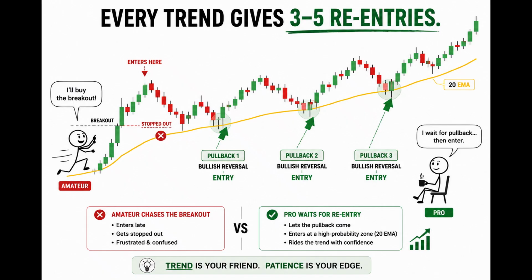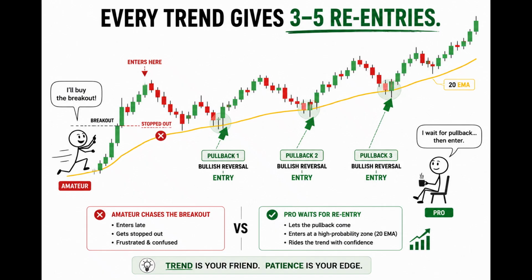Now, this is the part that changes your trading forever. You do not enter trends at the breakout. The breakout is where amateurs enter. They chase, get stopped on the pullback, and quit. Pros enter on the re-entry, the pullback inside the major trend. Here's the structure: major trend up, confirmed on the daily. Price runs for a few days, then it pulls back. The minor trend turns down. The pullback brings price to a key level, the 20 EMA, the prior breakout zone, or a 50% Fibonacci of the last leg. Price holds.